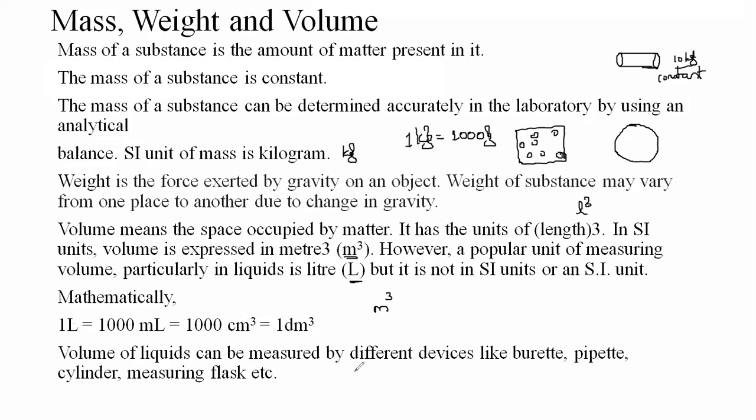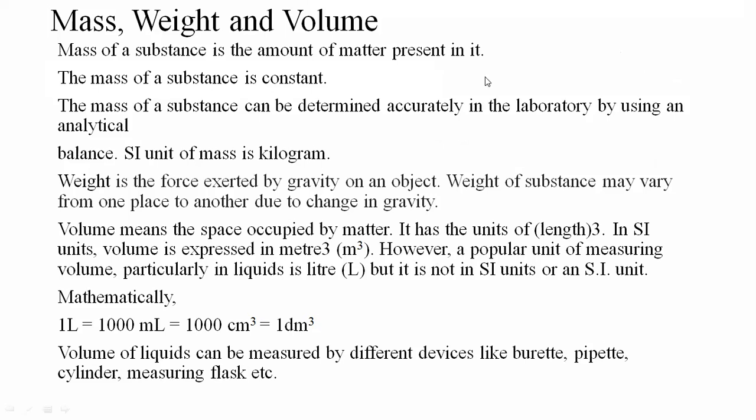Volume of liquids can be measured by different devices like burettes, pipettes, cylinders, measuring flasks. Now you may ask, why do we need all these things? We can use any one. Measuring flasks give the exact value. Still more exact value is given by a pipette. Cylinders give us a rough value. Even test tubes we have. They all give us rough values. Burette, pipette, measuring flasks, they all give us accurate values. So it depends on what type of instrument we are using to measure the volumes.